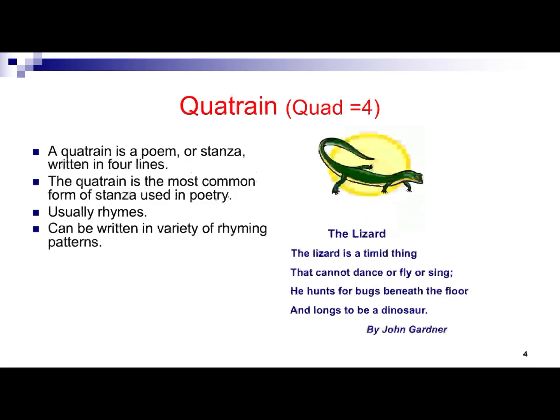The lizard is a timid thing that cannot dance or fly or sing. He hunts for bugs beneath the floor and longs to be a dinosaur.